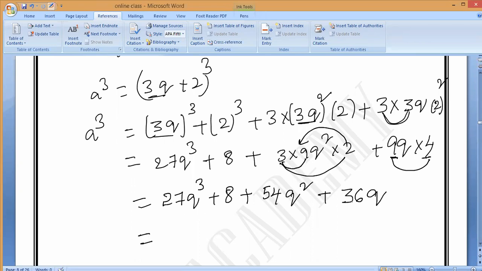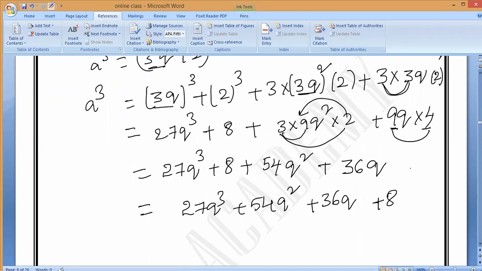Write the terms based on the power: 27q cube plus 54q square plus 36q plus 8. Very good. Here we have to write in the form of 9m plus 8.